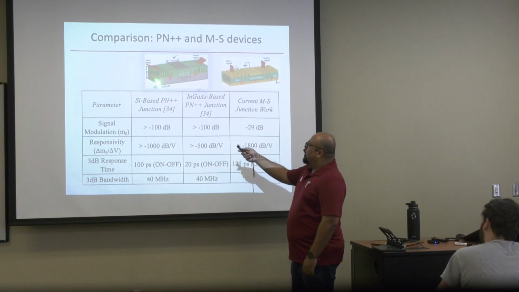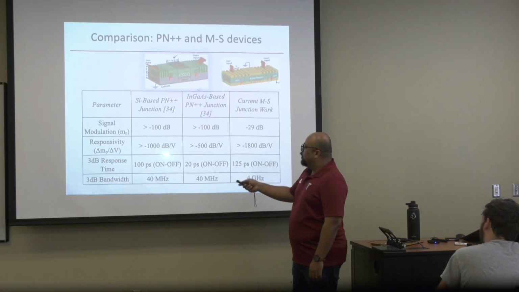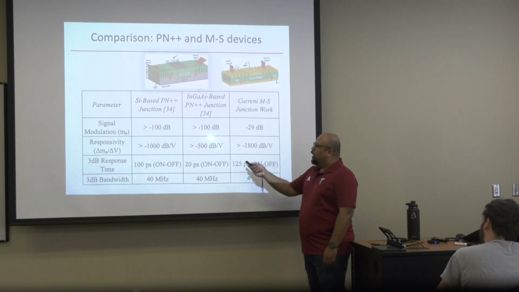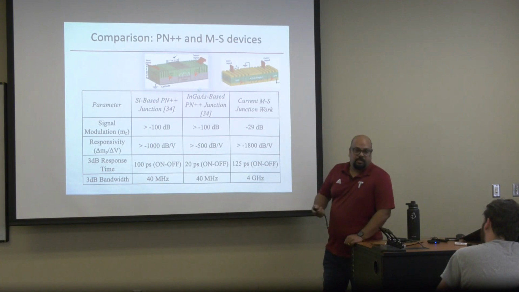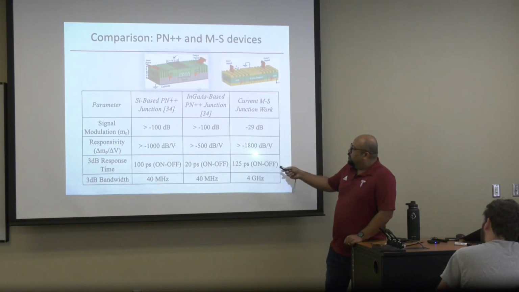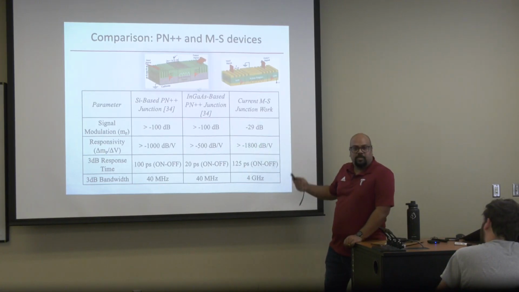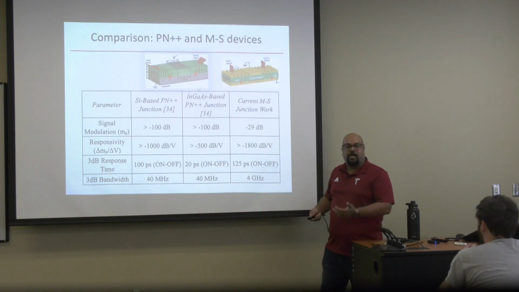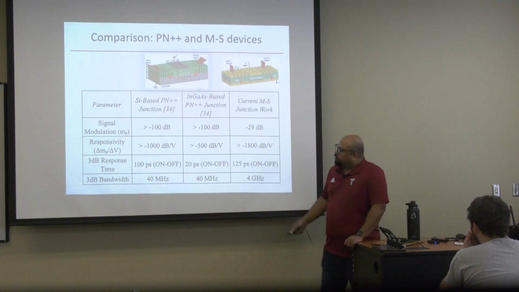for the PN diode based device, silicon is minus 1000 dB per volt, and indium gallium arsenide minus 500. Whereas Schottky is giving much better response, minus 1800. So that's where we have to choose which one is required for a specific application.